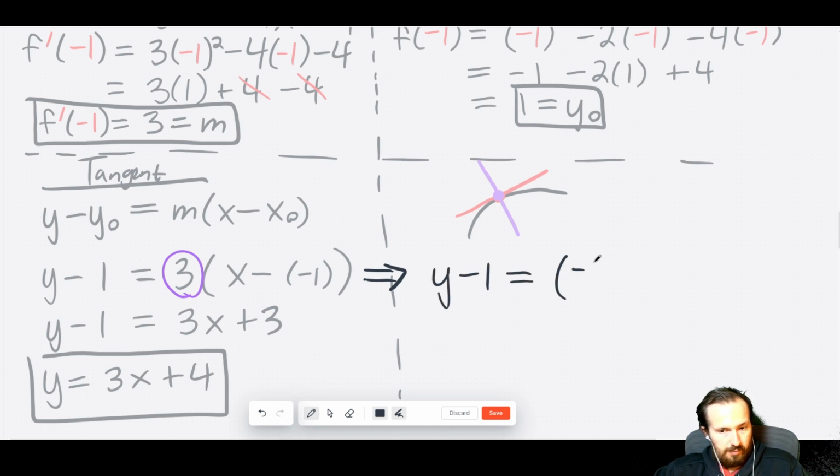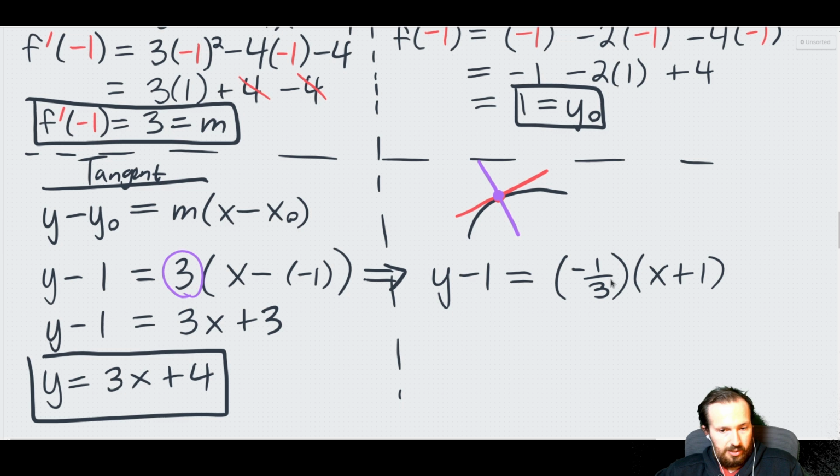So what's its negative reciprocal? That'll be -1/3. Because remember, this is an algebra idea. In order for two lines to be perpendicular, their slopes have to be the negative reciprocal to one another. And then I'll have y minus -1, which is really x plus 1. Or sorry, x minus -1, which is really x plus 1.